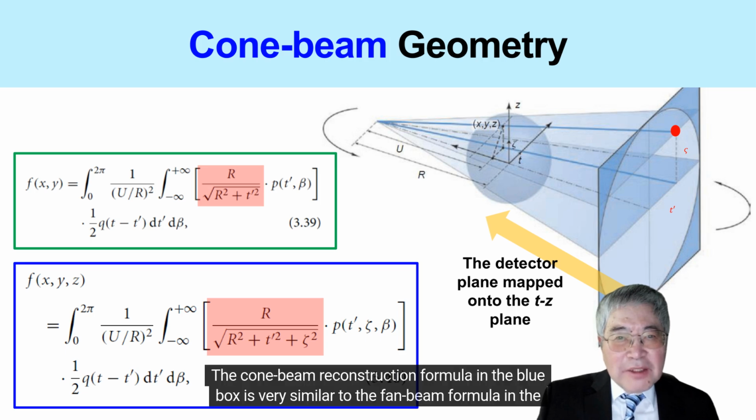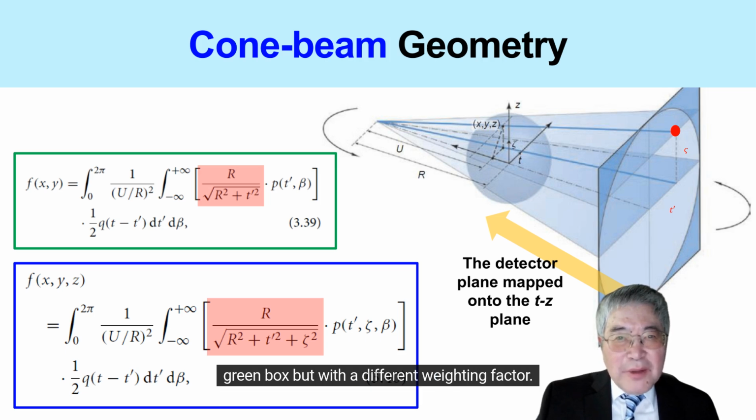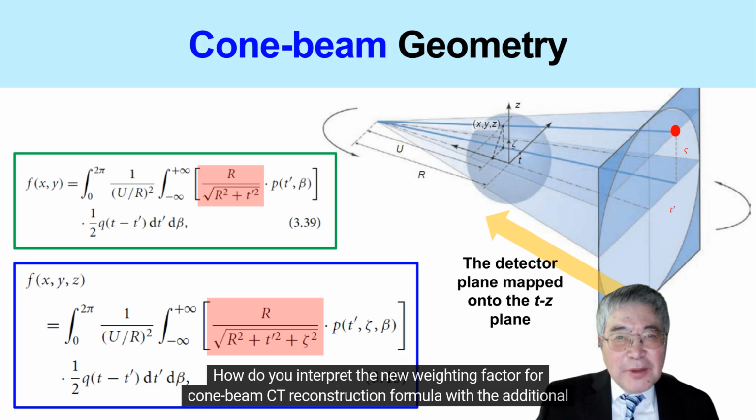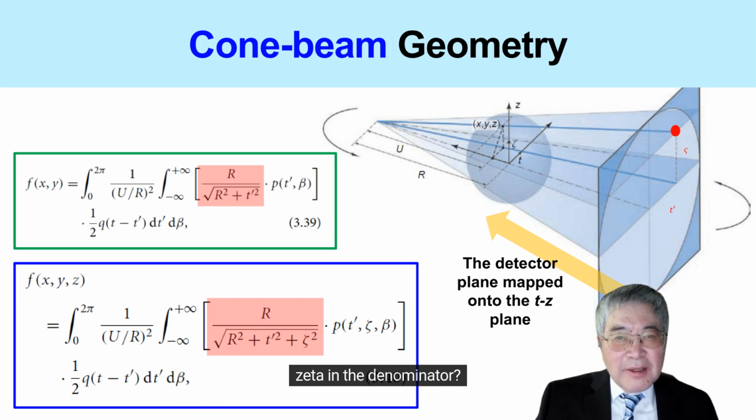The cone beam reconstruction formula in the blue box is very similar to the fan beam formula in the green box, but with a different weighting factor. How do you interpret the new weighting factor for the cone beam CT reconstruction formula with the additional zeta in the denominator?